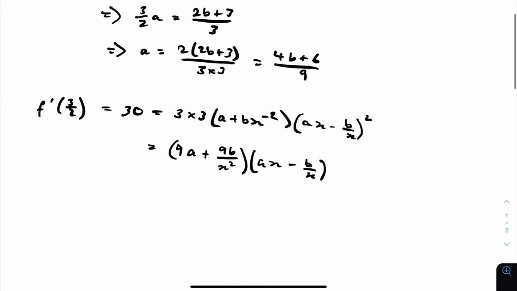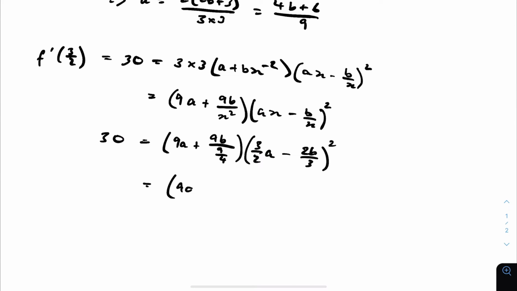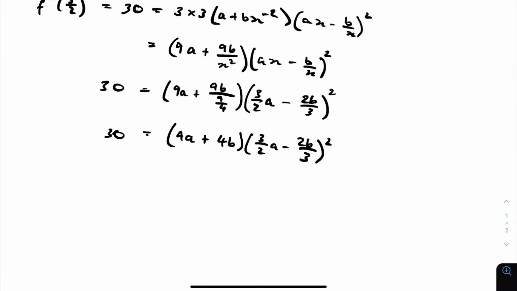Now if we substitute 3/2 in there, we get 30 is equal to (9a + 9b over 9/4) times (3/2 a − 2/3 b) squared. Simplifying this further, we get (9a + 4b) times (3/2 a − 2b/3) squared is equal to 30. Actually, I'm going to write 30 on the other side, it's just easier for me to visualize.